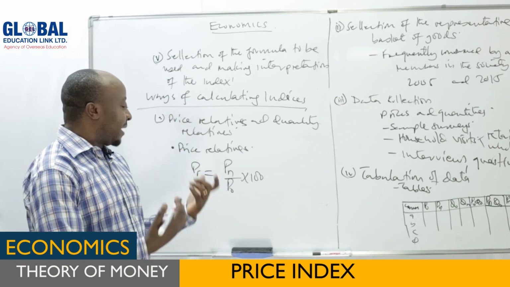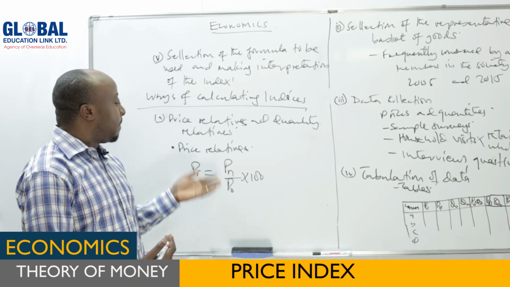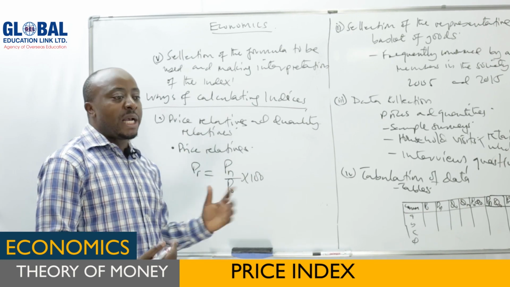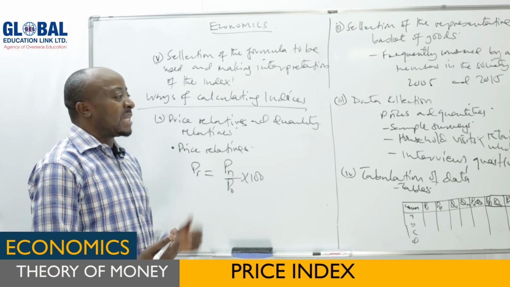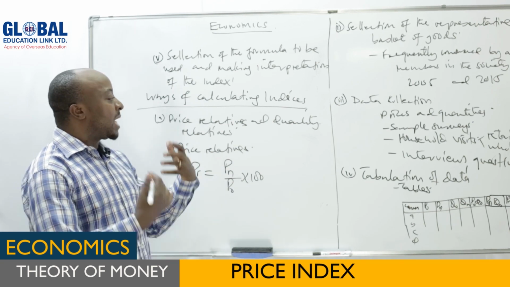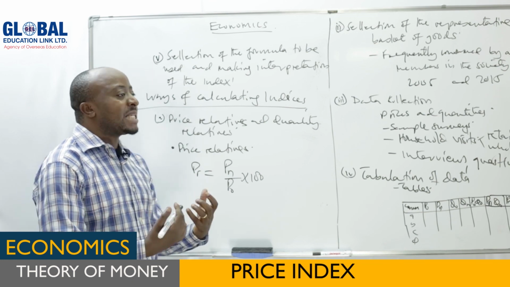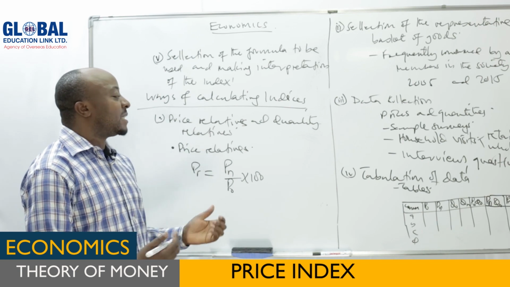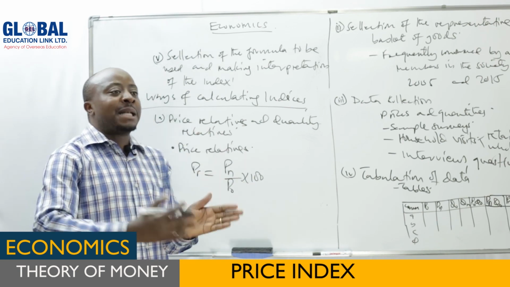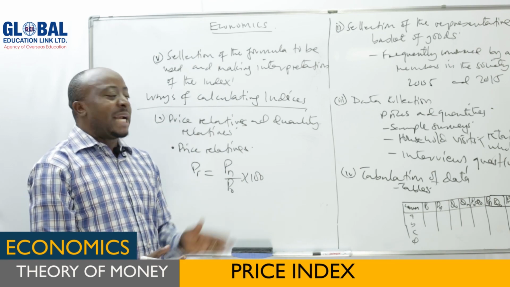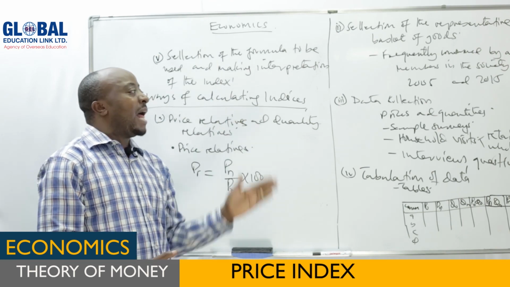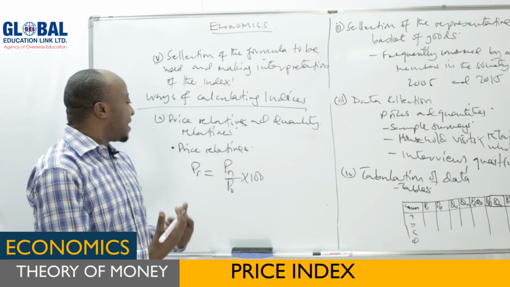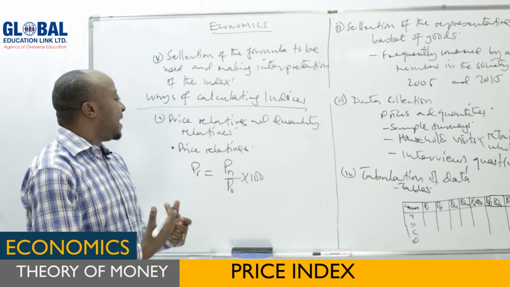So price relative can also be calculated by taking Pn, that is the price in the current year, over the price in the base year times 100. This is when we speak of price relative. But this price relative can also be calculated by using the so-called price averages or average price index. Now when it is in terms of average, it means you'll be given maybe two years, but there are so many commodities there, and each commodity has its own price in the base year and the price in the current year.